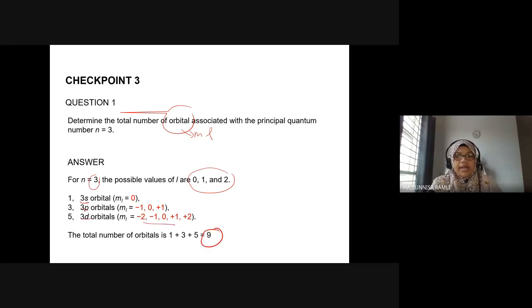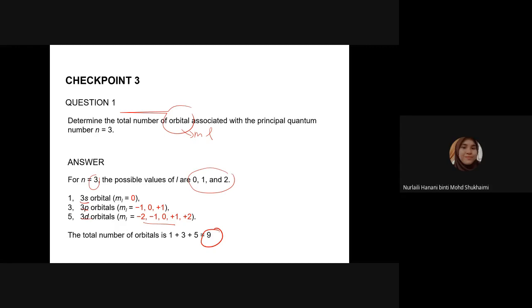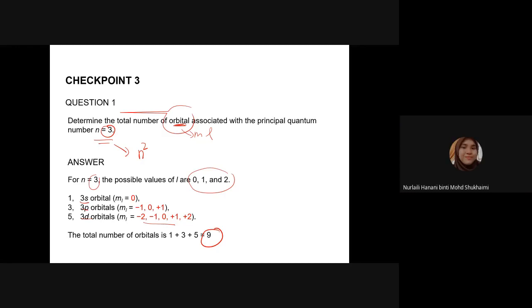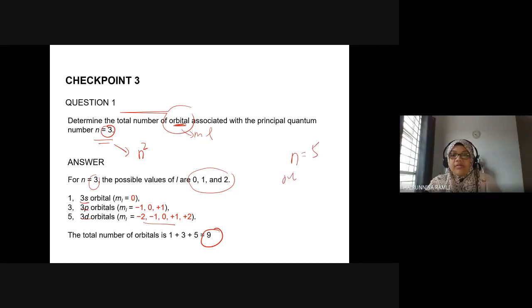So total is 9. Okay, the very simplest way: kalau n saya ada 5, jenuh lah saya nak senaraikan semua. Ada cara yang senang. You ada orbital kan, n equals to 3, you can use formula n square untuk dapatkan orbital lah, yang dalam general. So n equals to 5, you buat n square, maksudnya 25 orbitals in total. Ini formula lah untuk simplify.